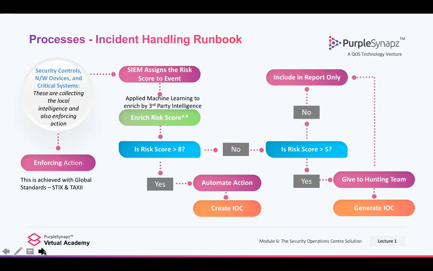What if the score is not greater than 5? Create only a report. And what if the hunting team decides that no, it is not an attack? They don't need to generate an IOC. So what will happen? They will just make a silent report that yes, something had happened in the past. So this is just like a one runbook example.